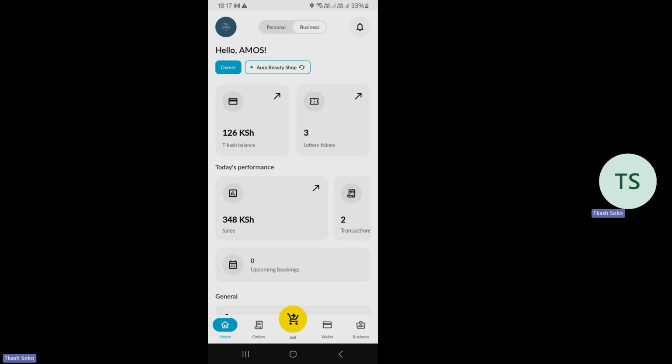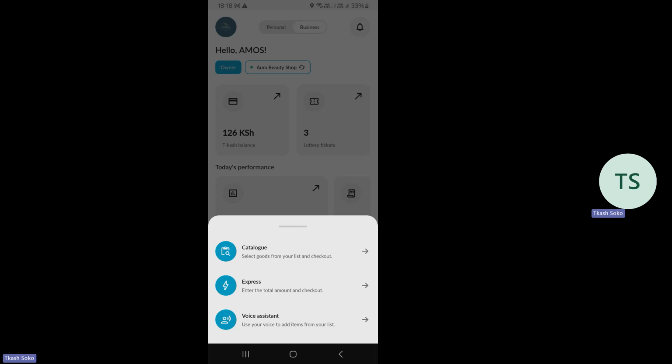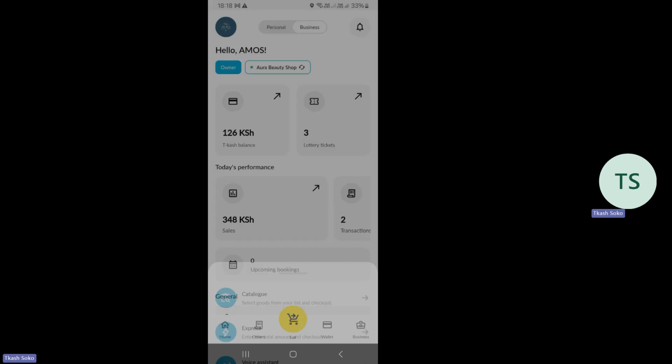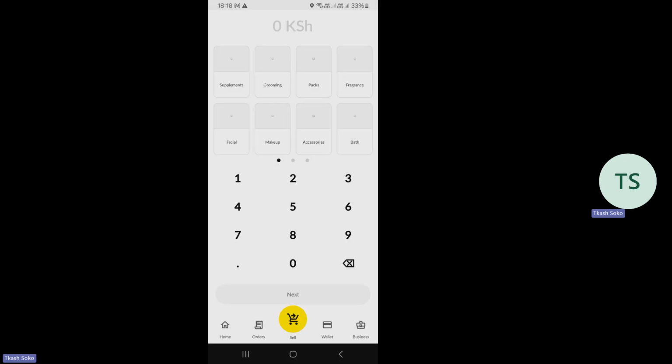So let's get started. When you look down here, you have the option of home, orders, sale, wallet, and businesses. For you to make a cash sale, you need to have a customer who is coming to your shop to buy. So when the customer comes and wants to buy, then you do the sell. Once you press sell, these three options appear: catalog, express, and voice assistant. Because I just want it to be a cash sale, I can do an express, assuming that it is very busy so that we don't take a lot of time.